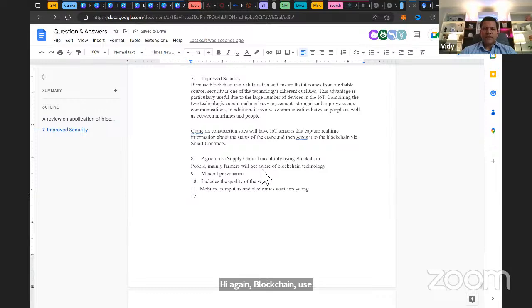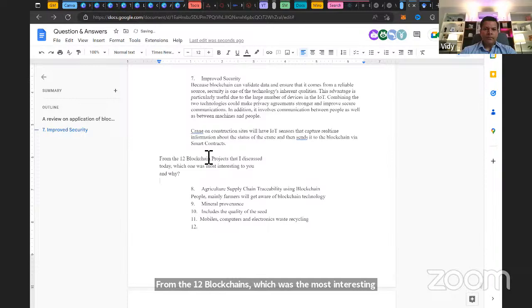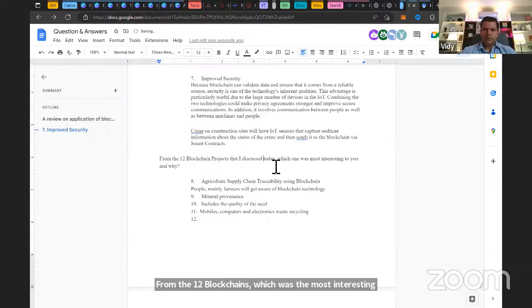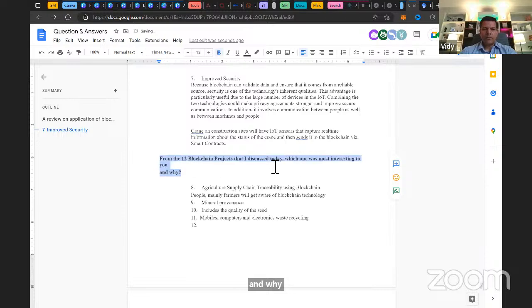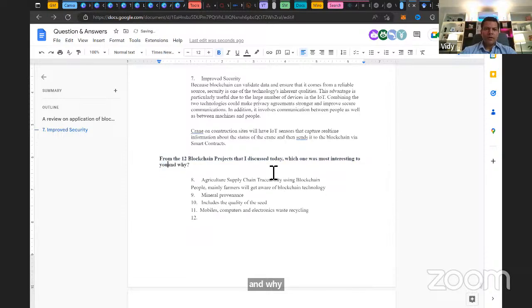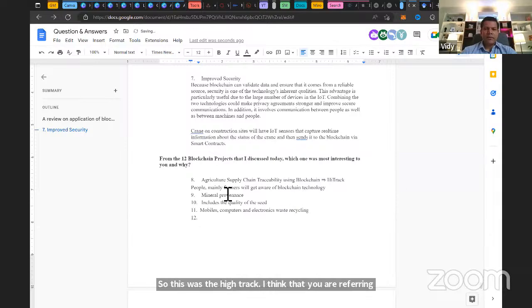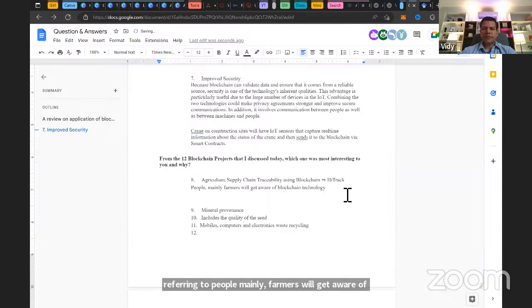Okay, question 8 was from the 12 blockchains, which was the most interesting and why? So agriculture supply chain traceability using blockchain. So this was the high track, I think, that you're referring to. People, mainly farmers, will get aware of blockchain technology. Okay, that's fair enough.